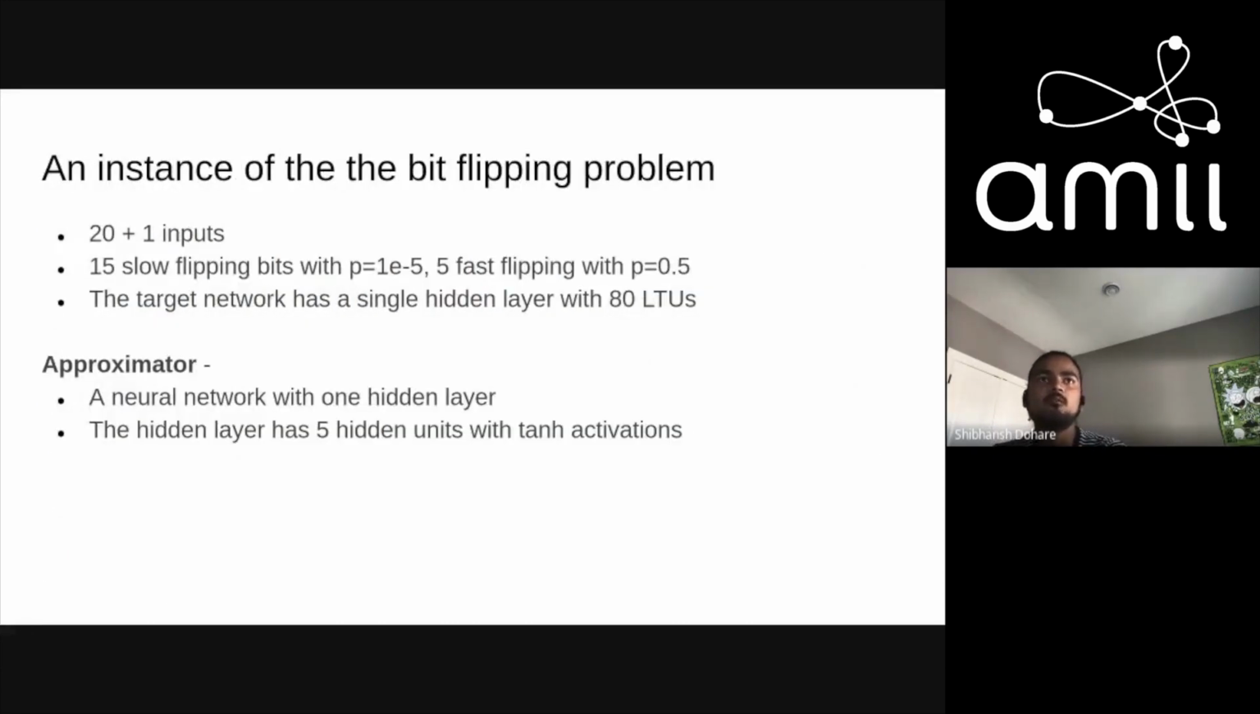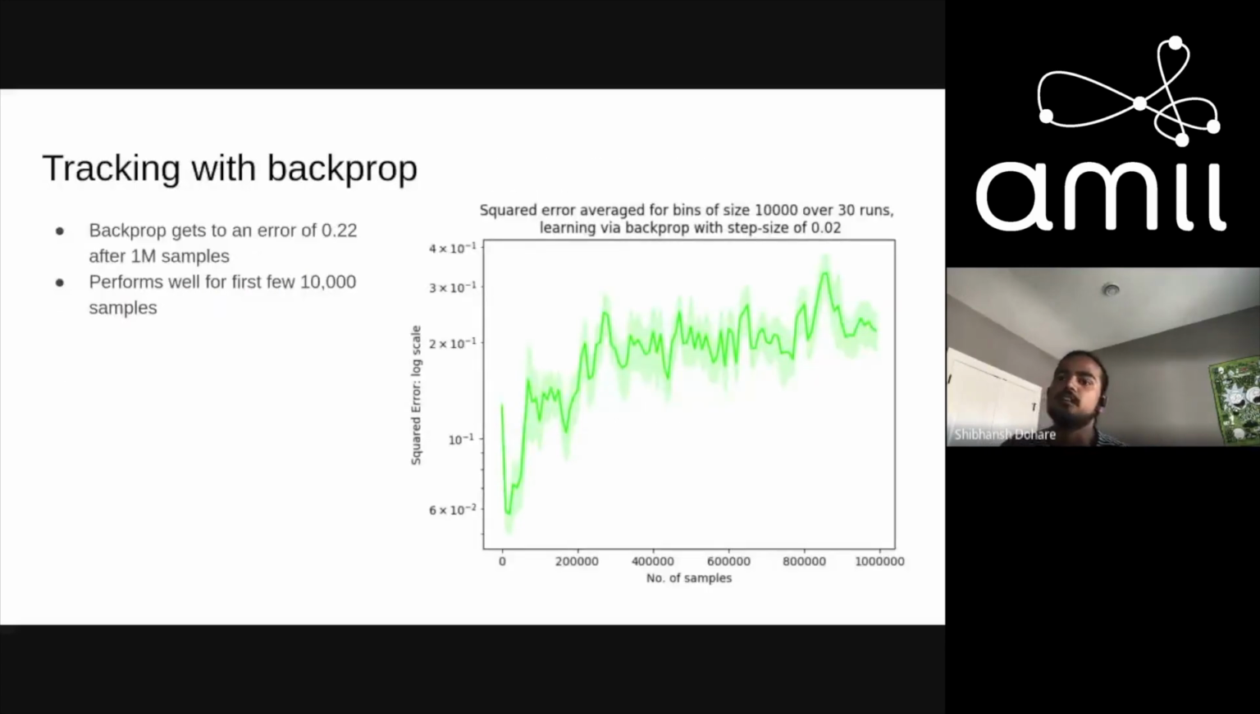Okay. So let's look at an instance of this problem. There are 21 inputs, of which 15 bits flip slowly with probability of 10 raised to the power minus 5, and 5 bits flip fast with probability of 0.5. And the target network is big and has 80 LTUs. And the approximator is also a neural network with 1 hidden layer, but it has just 5 hidden units, and it is using tanh activations. Okay, so if we use backprop, this is what we find.